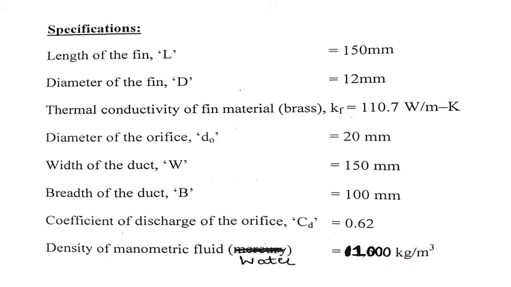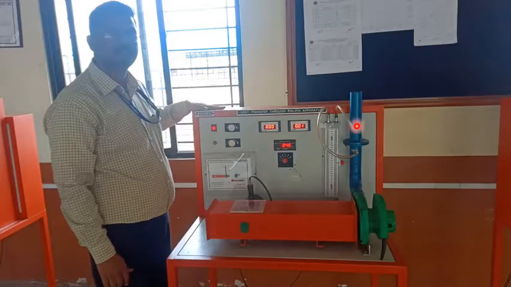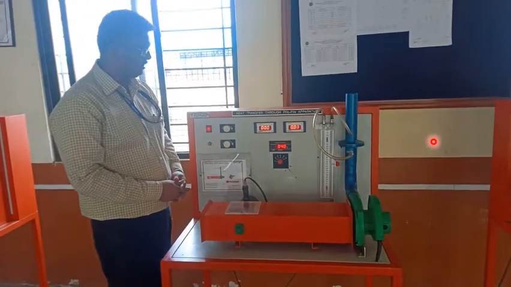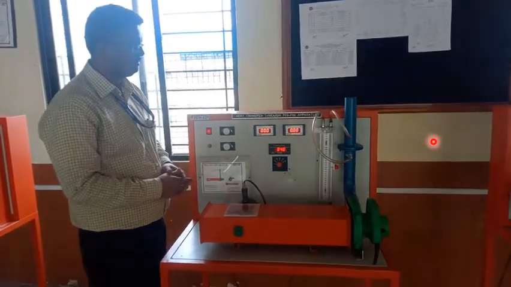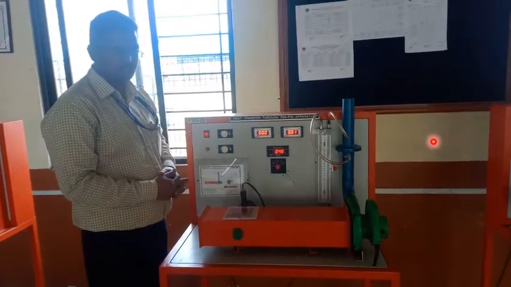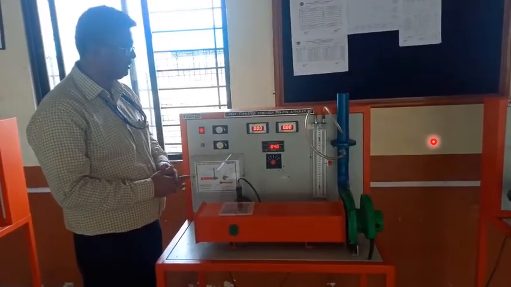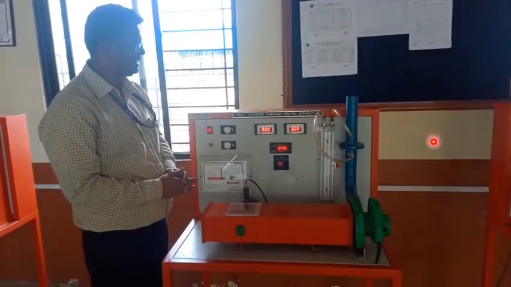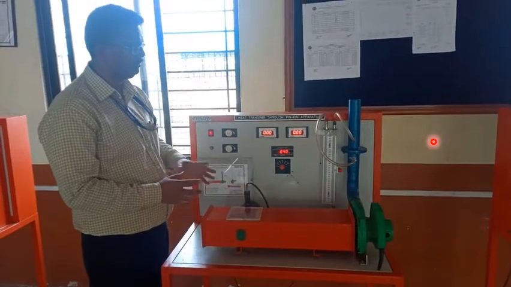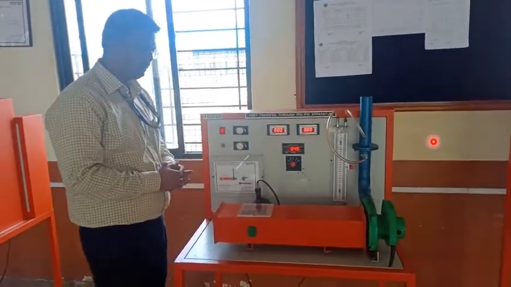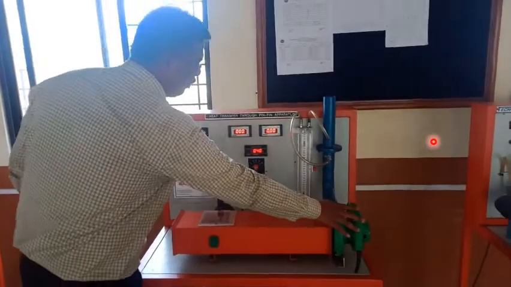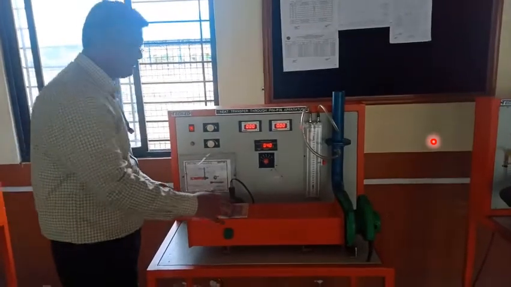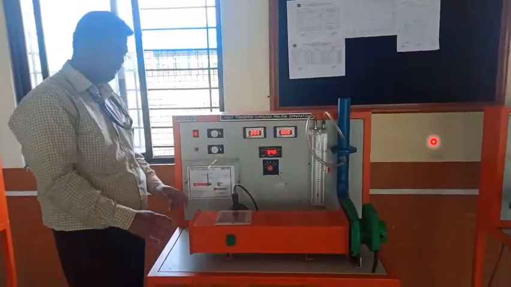So now let us conduct the experiment. We will conduct the experiment on heat transfer through the pin fin with forced convection. In the previous experiment, we conducted the experiment on the pin fin with natural convection. Here we are going to conduct the experiment with forced convection. In forced convection, we are using the blower, whereas in natural convection, we did not use any blower. Let me explain this once again.